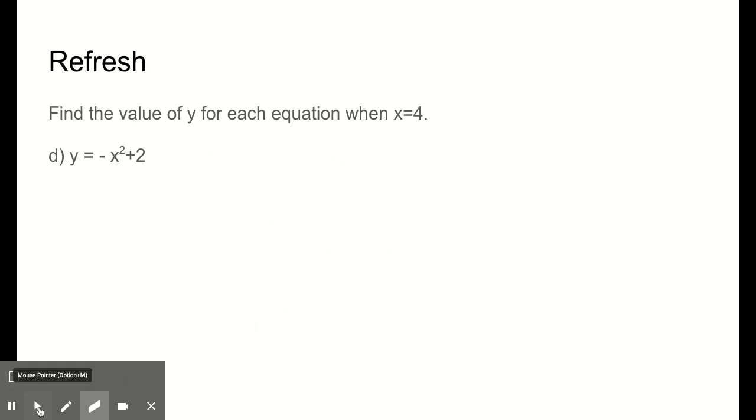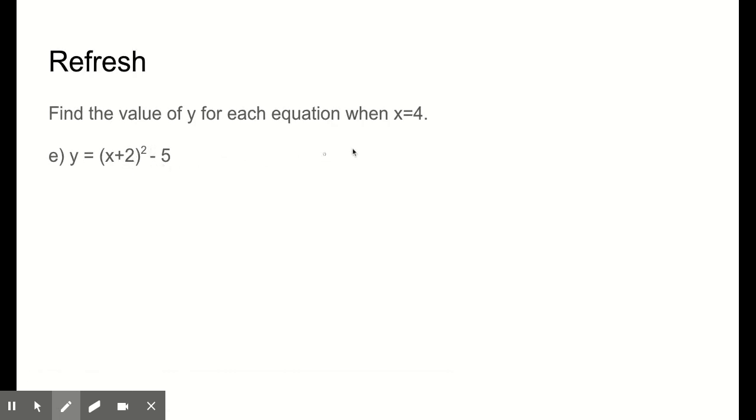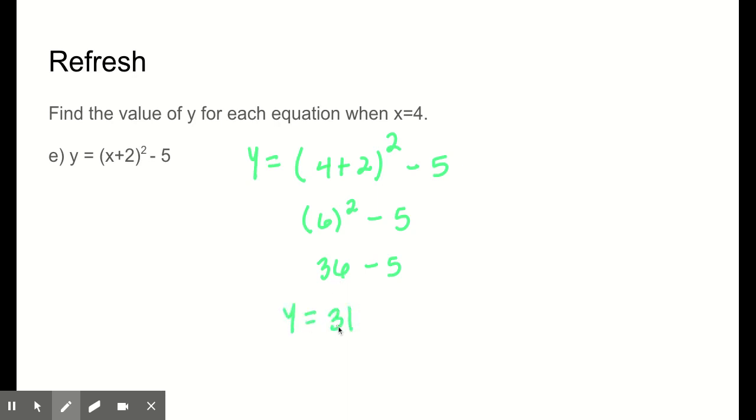Okay, one more. Y equals (x plus 2) squared minus 5, still plugging in 4 for x. So y equals (4 plus 2) squared minus 5. So parentheses first, 4 plus 2 gives us 6. Exponents next, 6 to the second power gives us 36. Then we can go ahead and subtract the 5. So y is equal to 36 minus 5 gives us 31.